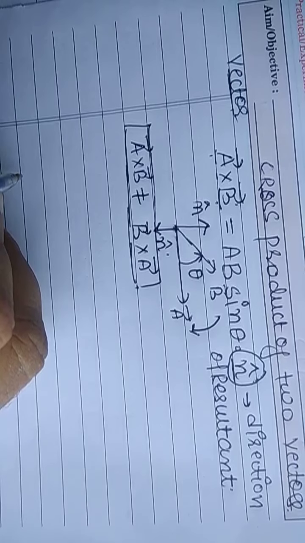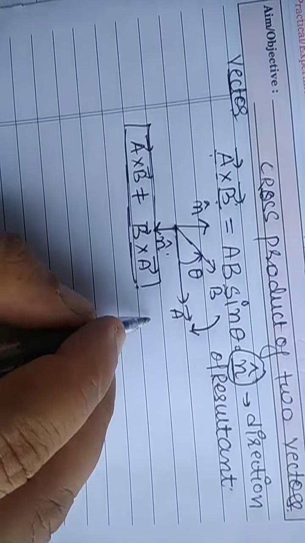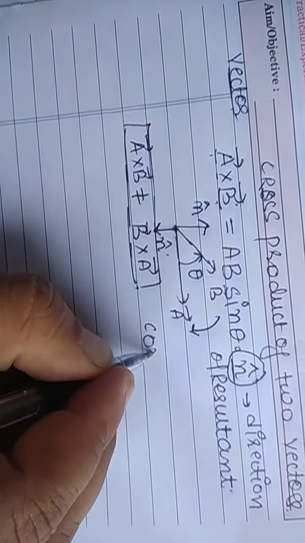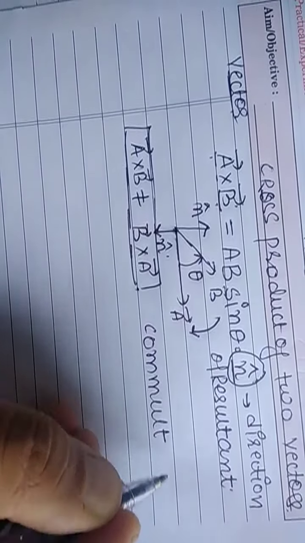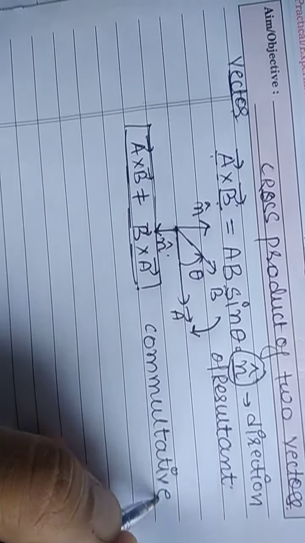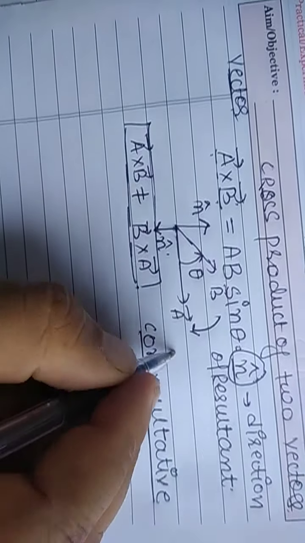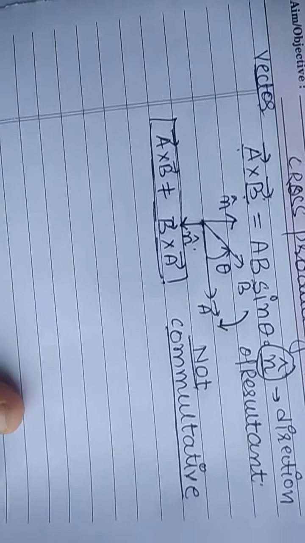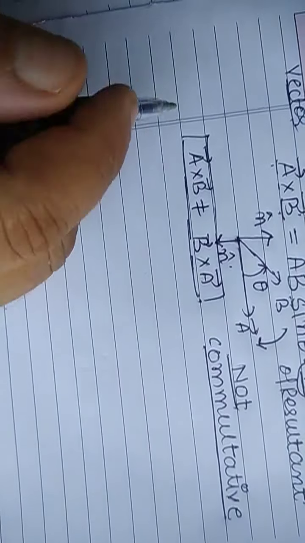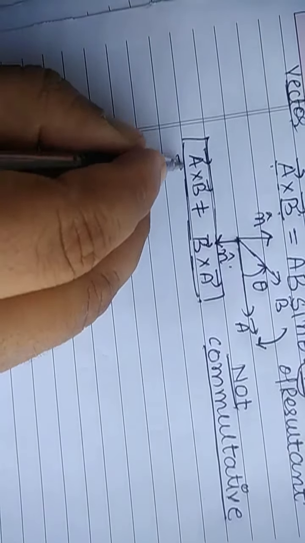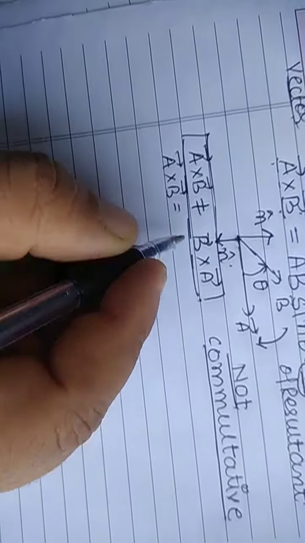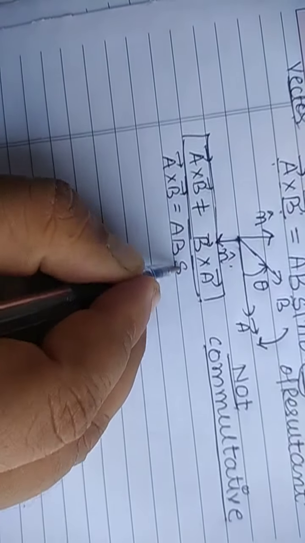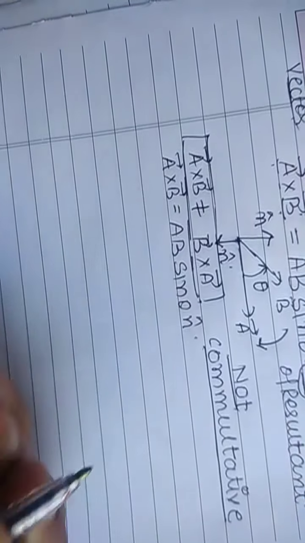So remember this one, that cross product is not commutative. This property is called commutative property. Cross product is not commutative. So remember this one. So let us move further. One thing is clear once again, A cross B is equal to A B sin theta into n cap.